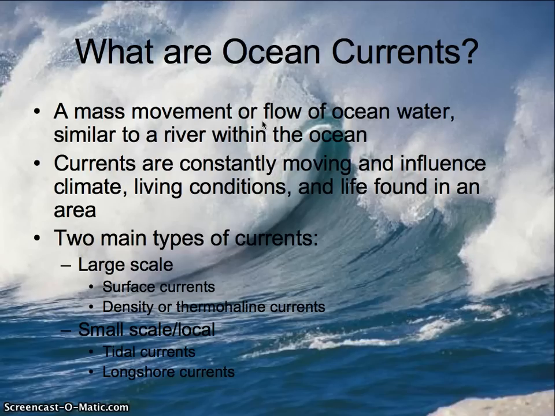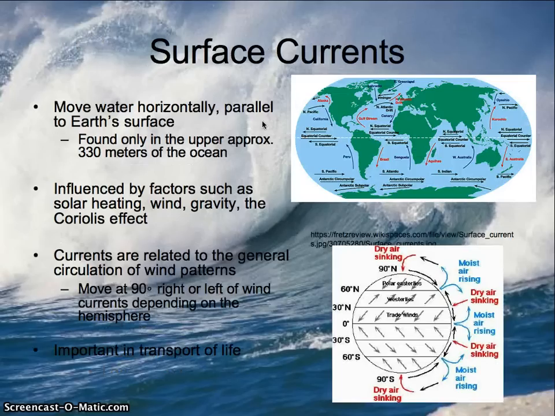There are two types of currents. There are large-scale currents, which are surface currents, and then density or thermohaline currents. And then there are also small-scale currents or local currents, such as tidal currents and longshore currents. So the first one we're going to talk about are the big picture currents, the surface currents of the Earth. So these currents move water horizontally and parallel to the Earth's surface.